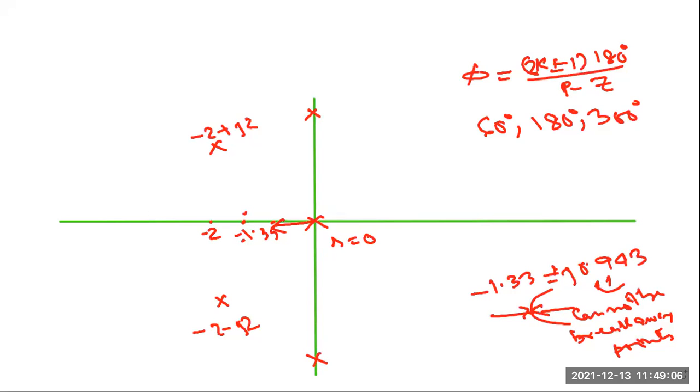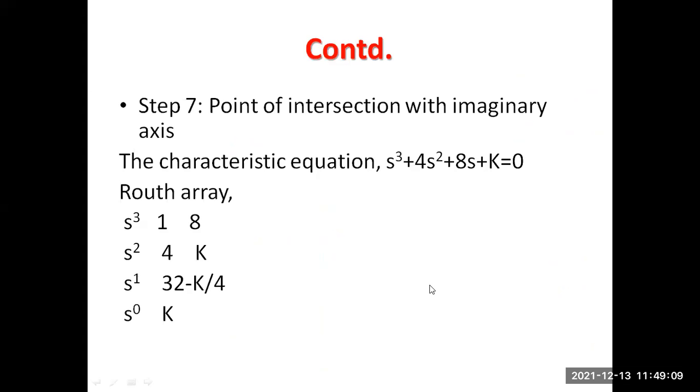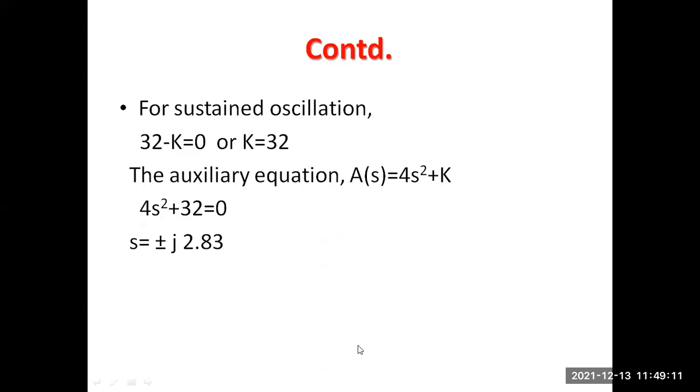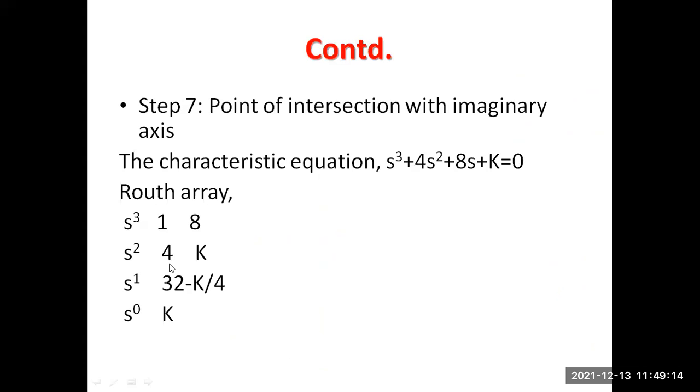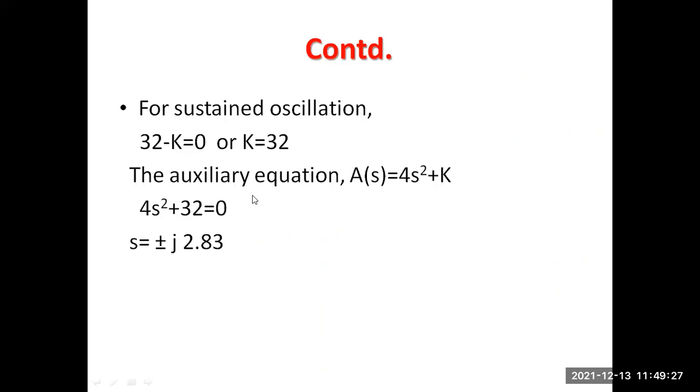We'll calculate by forming the auxiliary equation. So we have got the value of k equal to 32. When you are forming this auxiliary equation, you always need to take the s square term. So 4s square plus k equal to 0, and k is 32. From there, s equals plus minus j 2.83. Is it clear? Yes, sir. Okay.